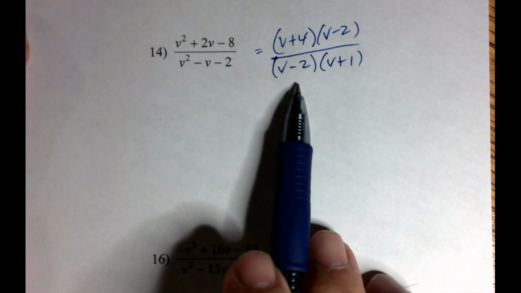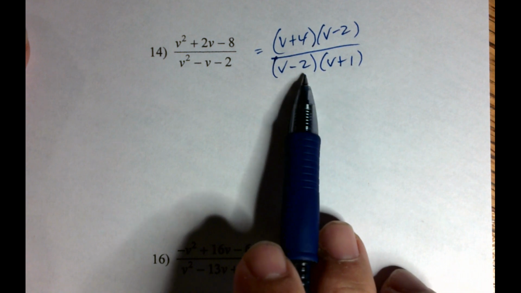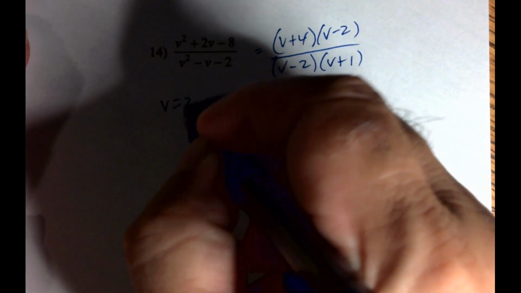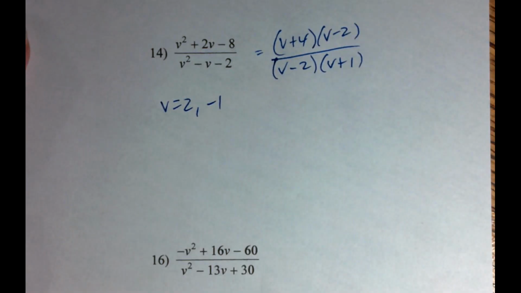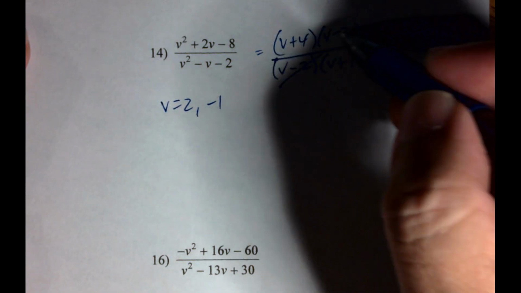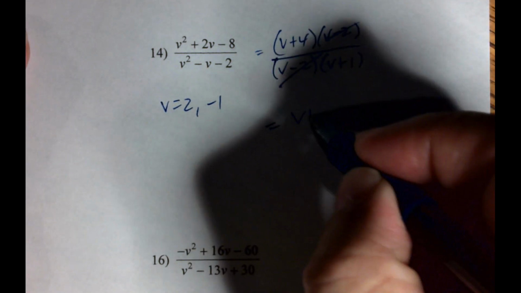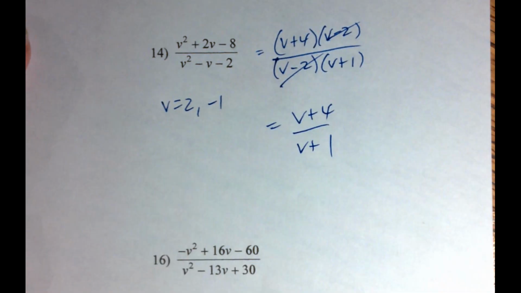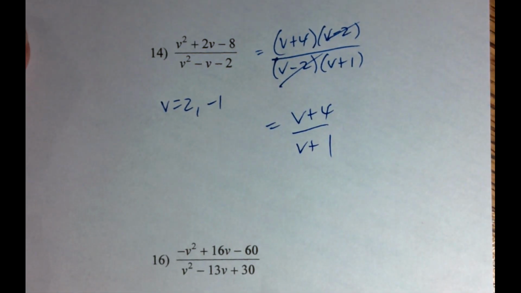All right, now, first find the excluded values. My excluded values are v equals 2 and -1. Those are my excluded values. Now reduce. So you just have v plus 4 over v plus 1. And that's it. Good night.